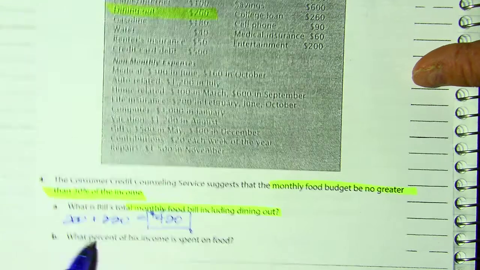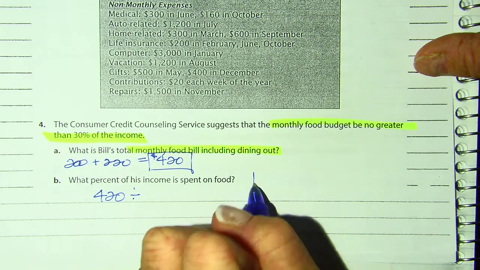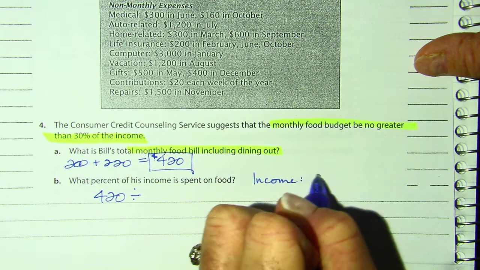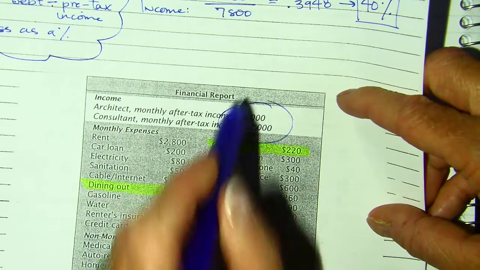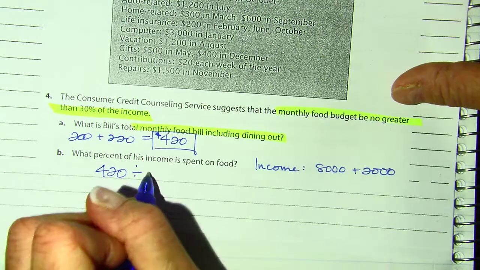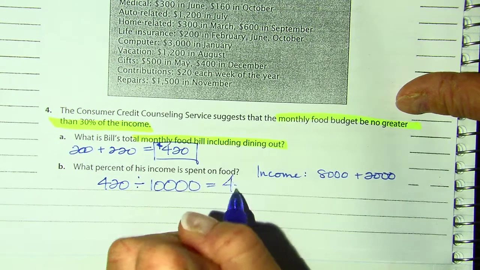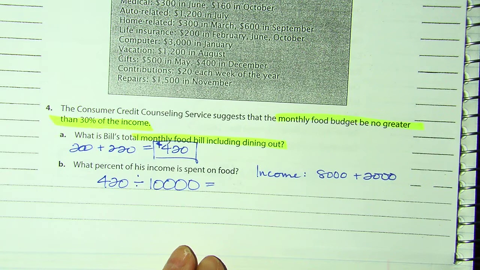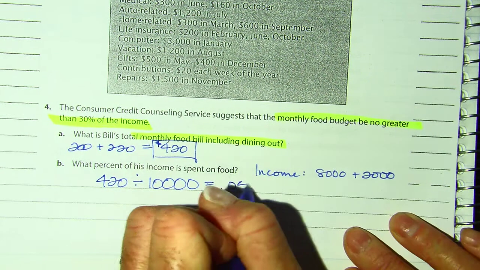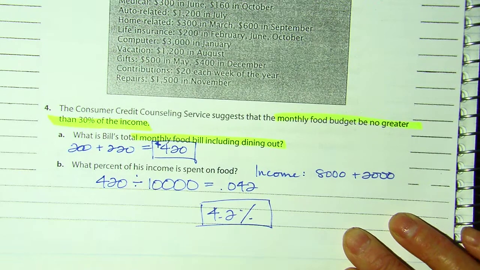What percent of his income? Well, 420 divided by his income, which is 8,000 plus 2,000. His income is up here at the top. So 420 divided by $10,000, I get 0.042, so 4.2%. So he's way below the 30%.